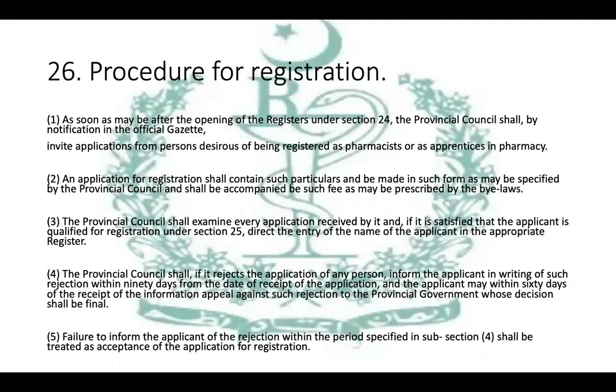Now 26 is the procedure of registration. So 26(1) says, as soon as may be after the opening of this register under section 25, the provincial council shall by notification in the official gazette invite applications from persons desirous of being registered as pharmacists or as apprentice in pharmacy. When this notification starts the registration process, they have to invite applications.